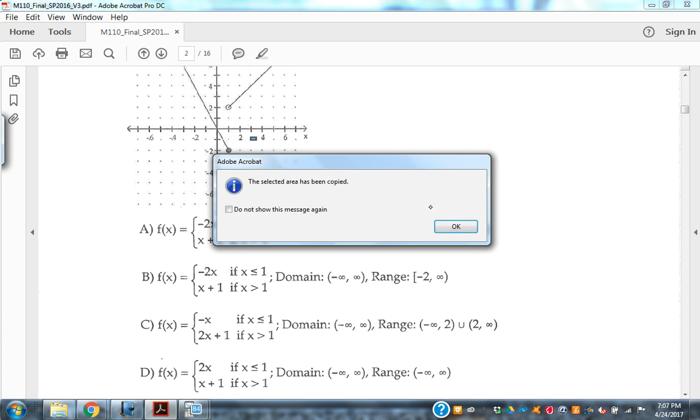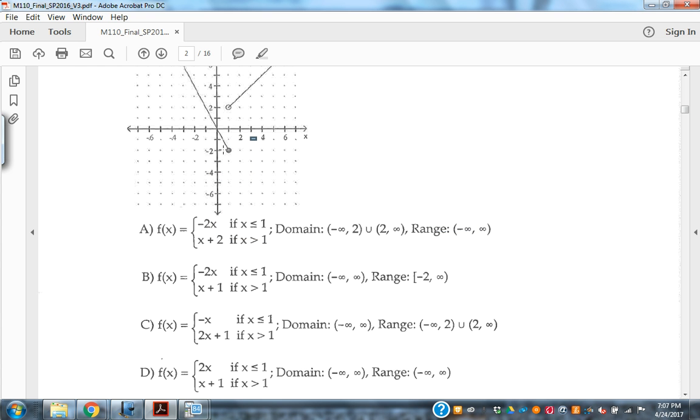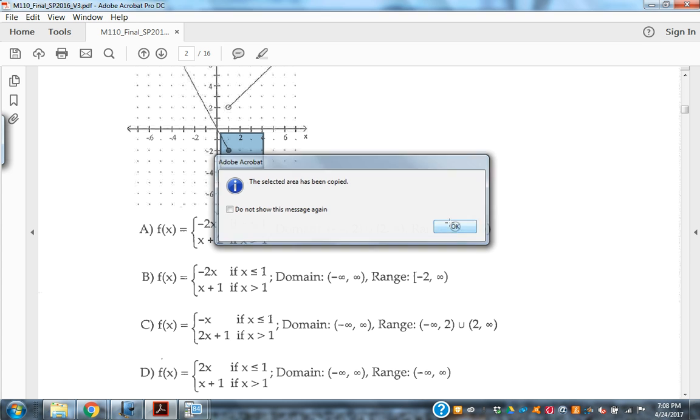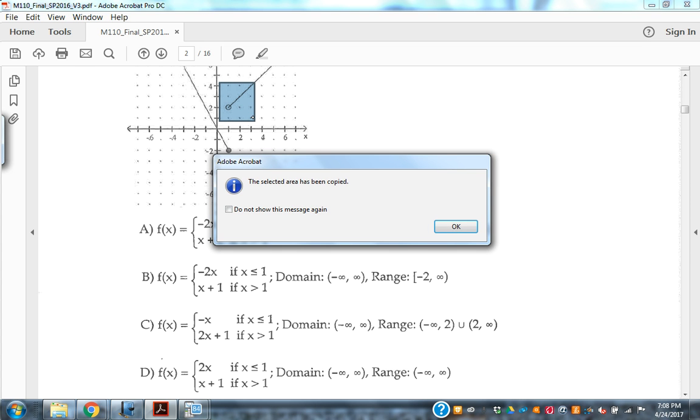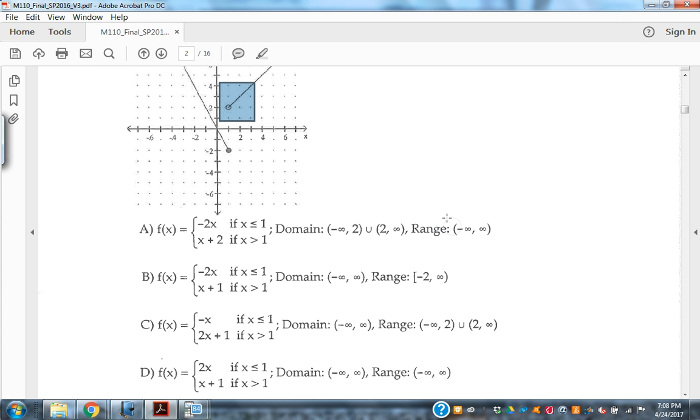Okay. And then the fact that that dot inside that box is filled in tells me there should be an equal to mark on my inequality. Notice how this dot up here is empty. So that tells me there's no equal to mark on the second inequality.